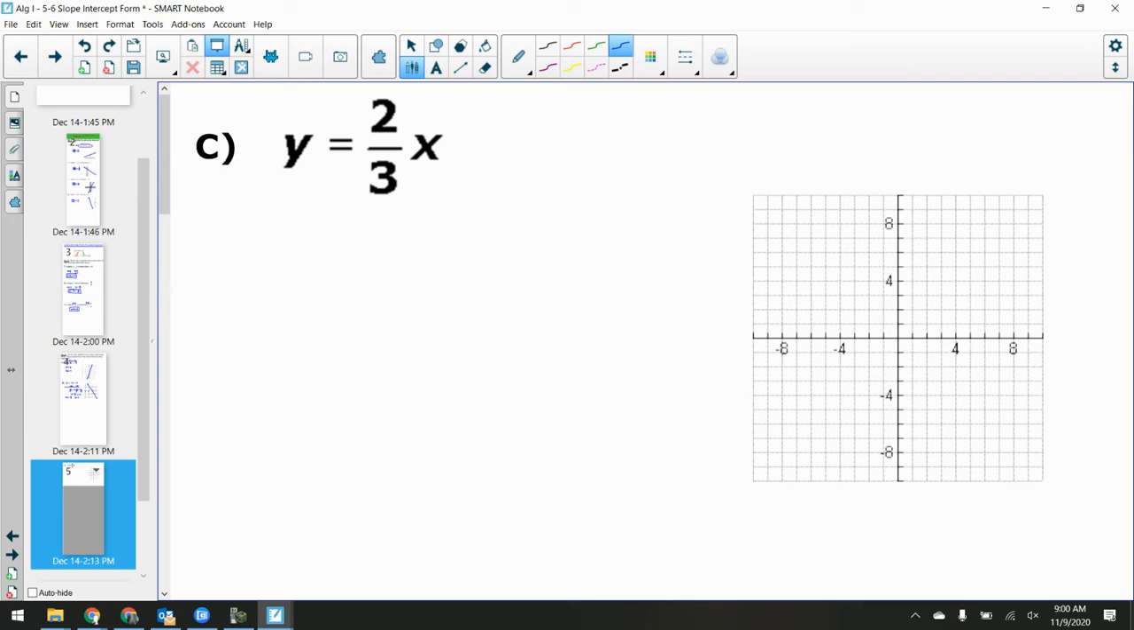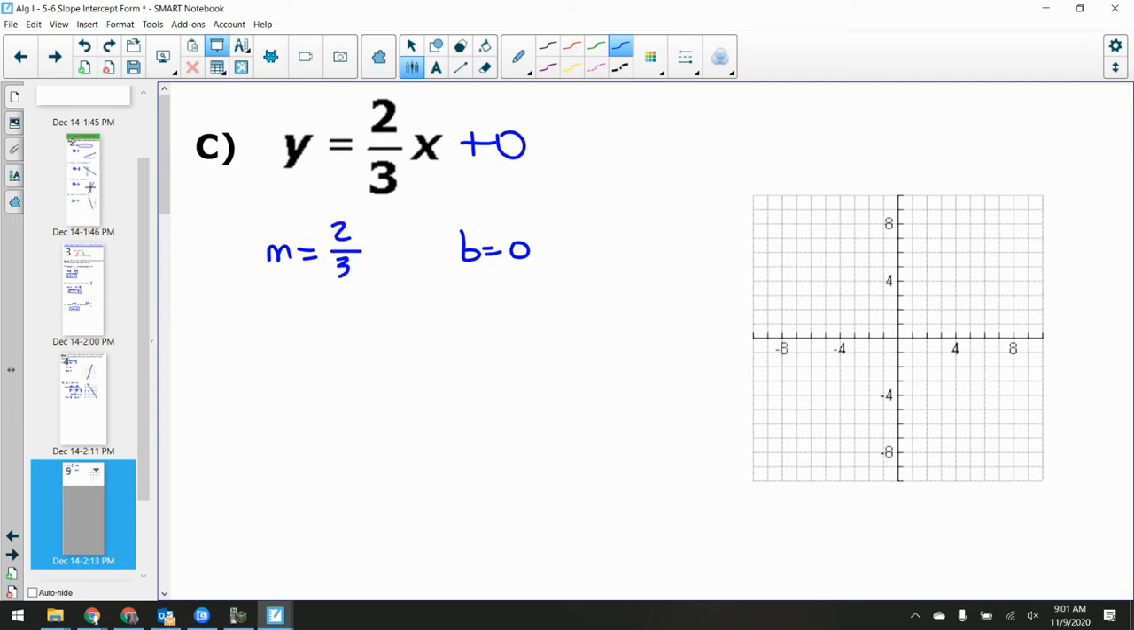Why don't you go ahead and plot this one, see if you can figure it out. How do we even know? Okay, so what's my y-intercept here? 0. Good, 0. My slope is pretty easy to pick out.